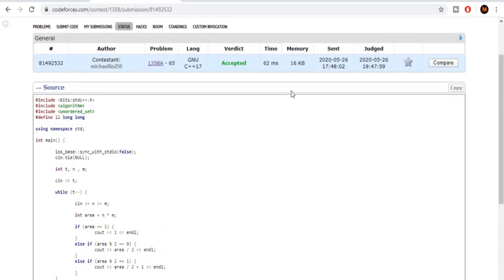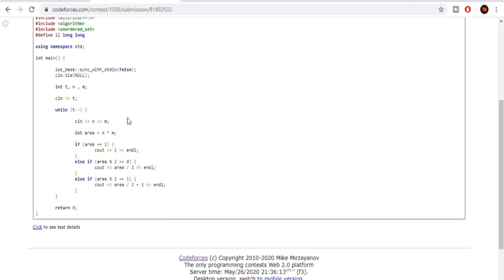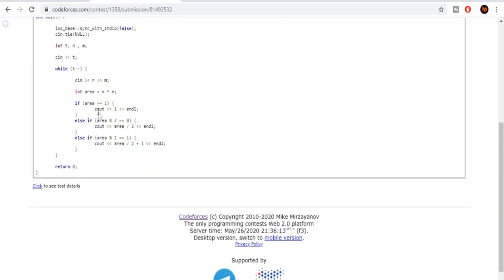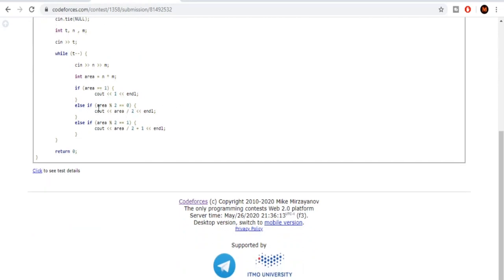Alright guys, so this is the code that I did. Here I read in the number of test cases, and then I did a while loop for each test case. I read in the number of rows and the number of columns, which is N and M. I found the area by N times M. Then I check if the area is 1, then we just print out 1. Otherwise, I check if the area is even.